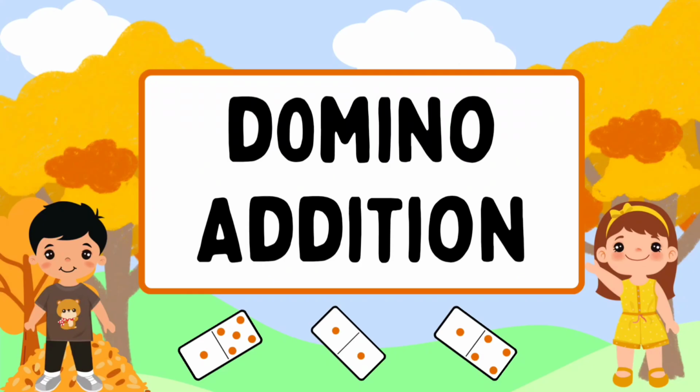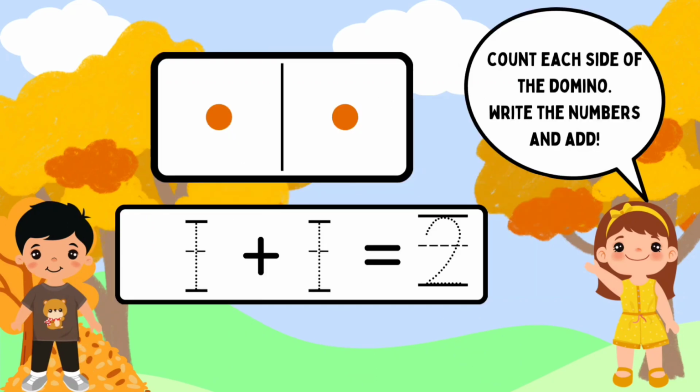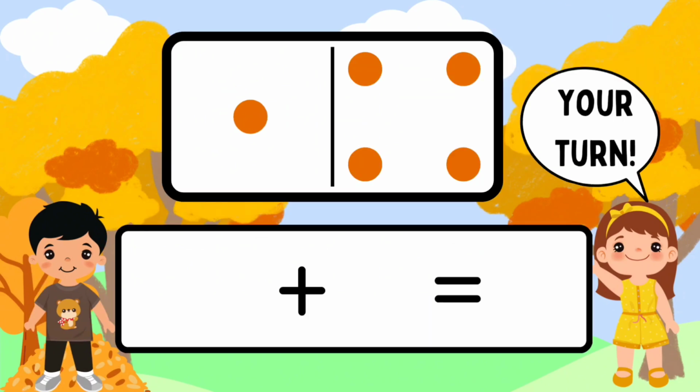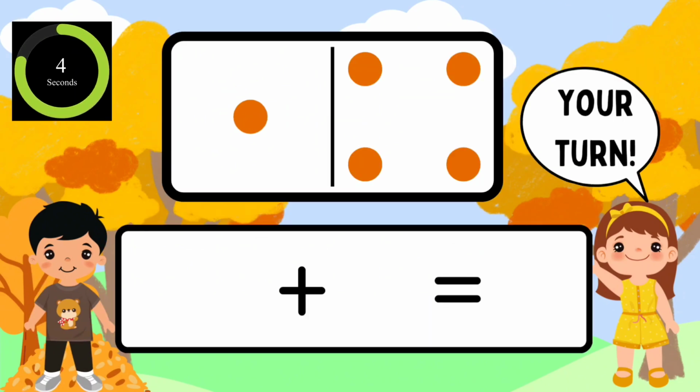In this you will get the domino dice. In that you will see the points. You have to count the points and then add them. Count each side of the domino, write the number and add. That will be your answer. Are you ready? Now your turn.